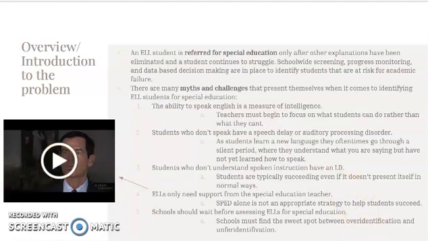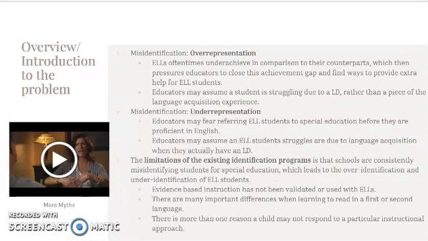And the last myth we'll go over today is schools should wait before assessing ELLs for special education. Schools must find the sweet spot between over-identification and under-identification. So there's two ways to misidentify a student, by overrepresenting them and underrepresenting them.